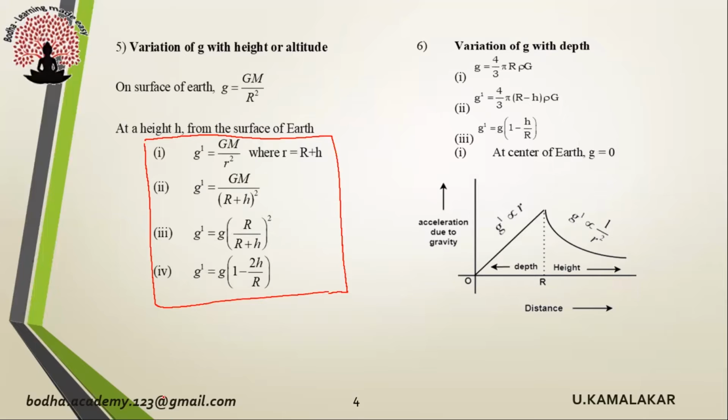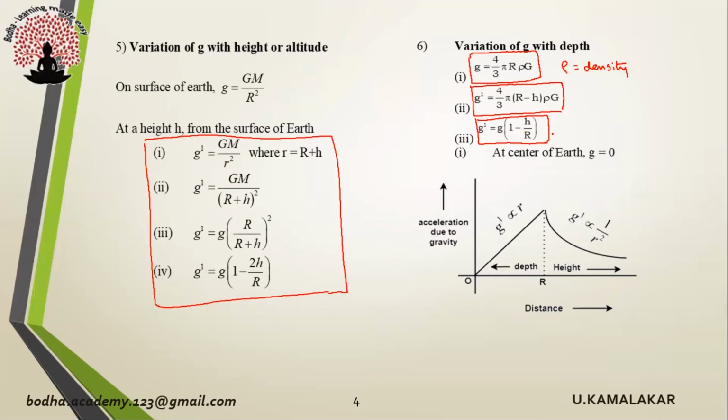Variation of g with respect to depth. Acceleration due to gravity is given as g = 4/3 π R ρ G, where rho is density of Earth. At a depth h from the surface of Earth, acceleration due to gravity is given as 4/3 π (R − h) ρ G. Acceleration due to gravity at a depth is also given as g' = g (1 − h/R). At center of Earth, acceleration due to gravity is 0.